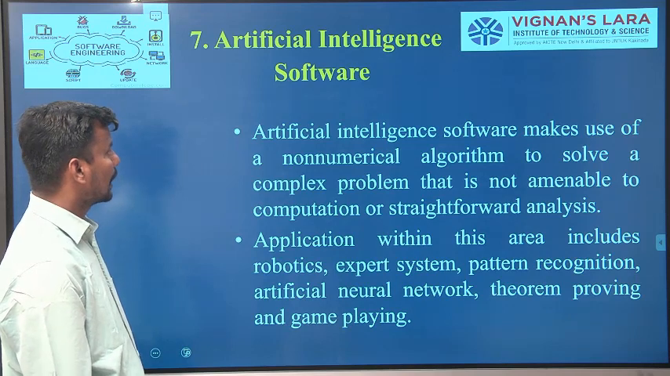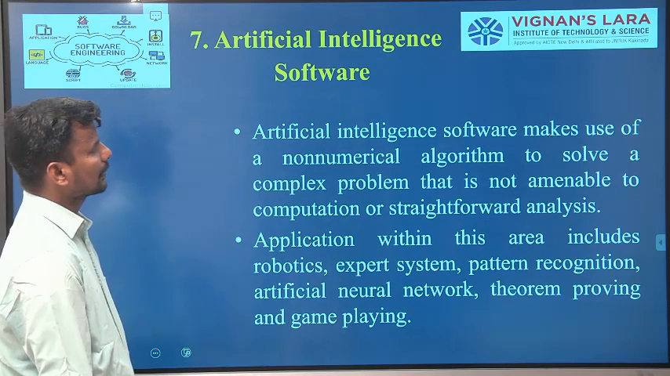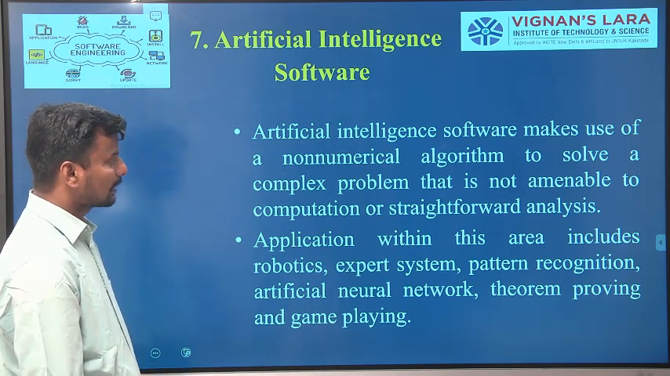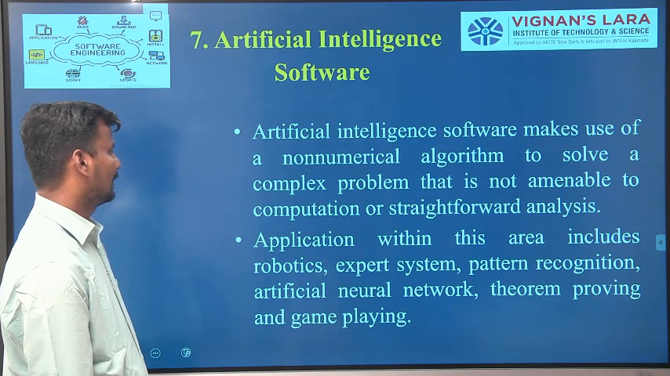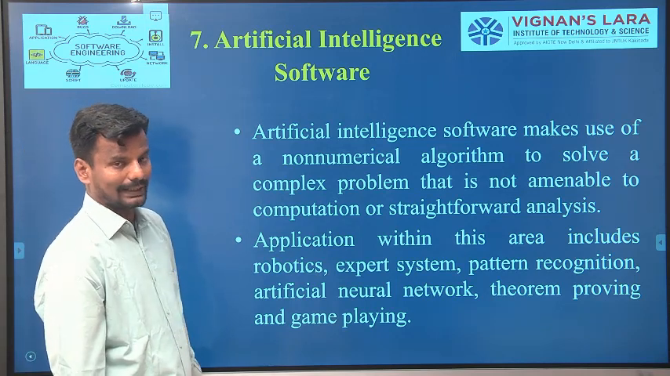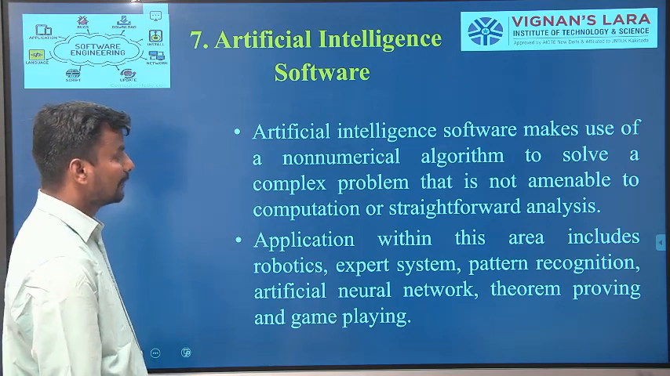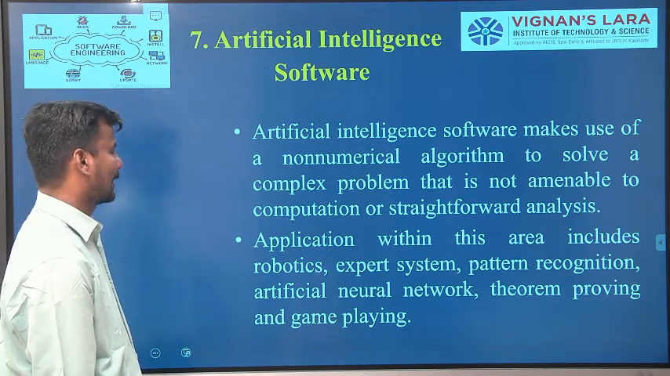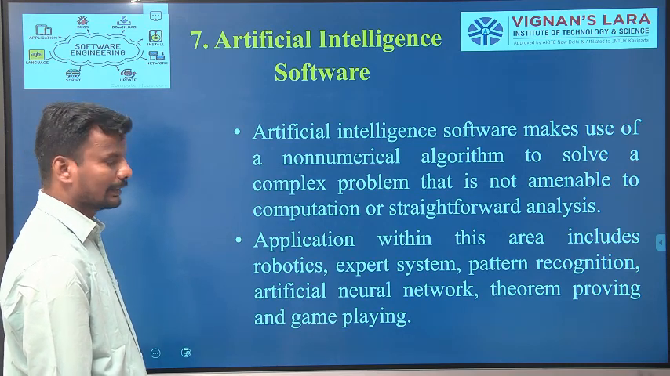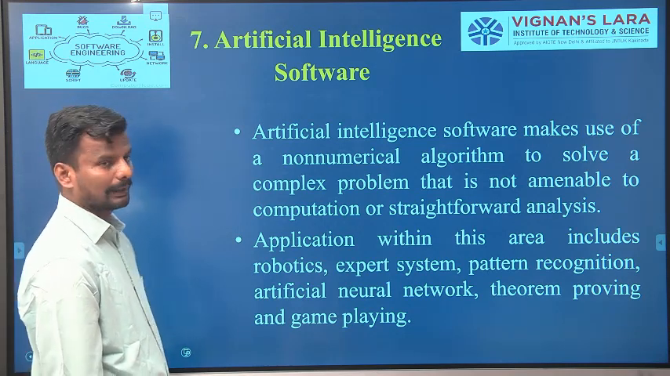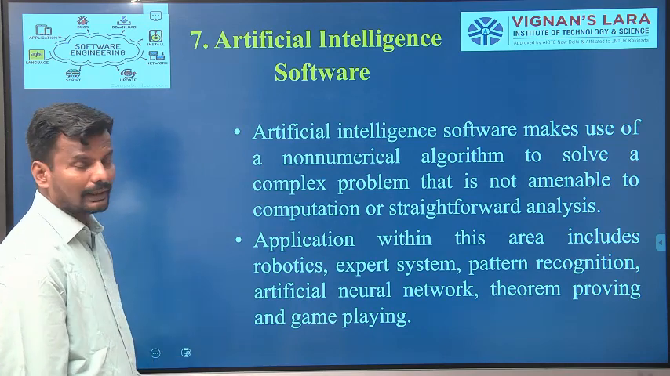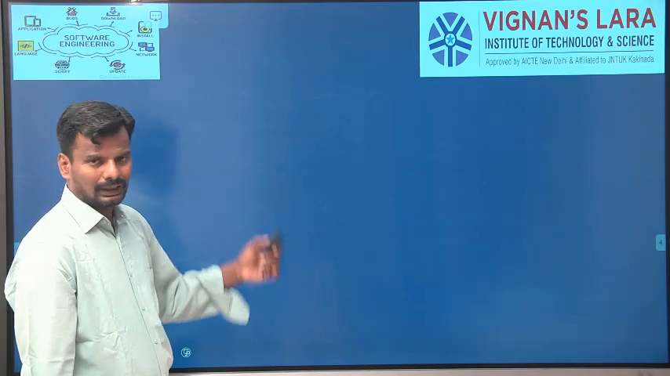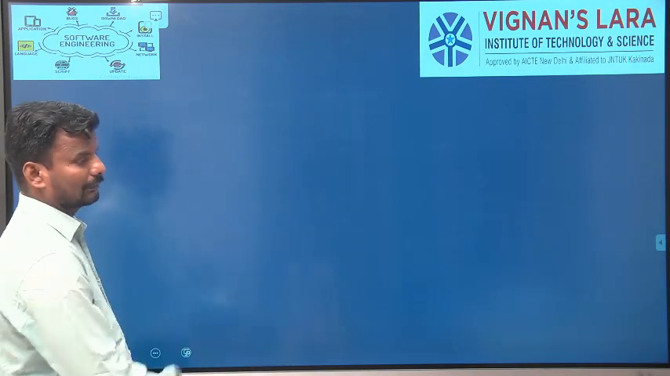The last one is artificial intelligence software. It makes use of non-numerical algorithms to solve complex problems that are not amenable to computation or straightforward analysis. Applications within this area include robotics, expert systems, pattern recognition, artificial neural networks, theorem proving, and game playing. These applications are done using artificial intelligence. That's all about the nature of software.